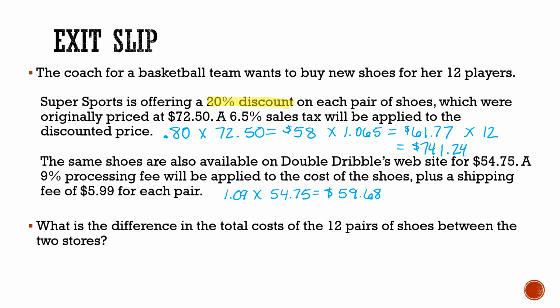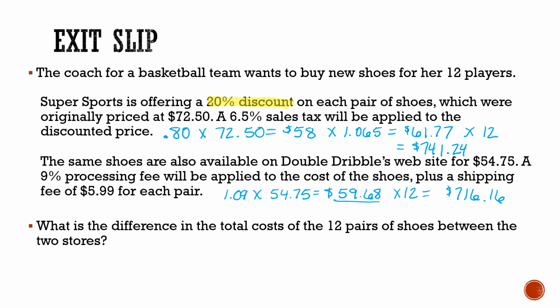And then we would need to multiply that by the number of shoes, which is 12. And that gives you $716.16. And depending on how you round it over here with this $59.68, your answer could be off a few cents, but nothing to worry about. So that $716.16 is the total cost of the shoes with the 9% processing fee.